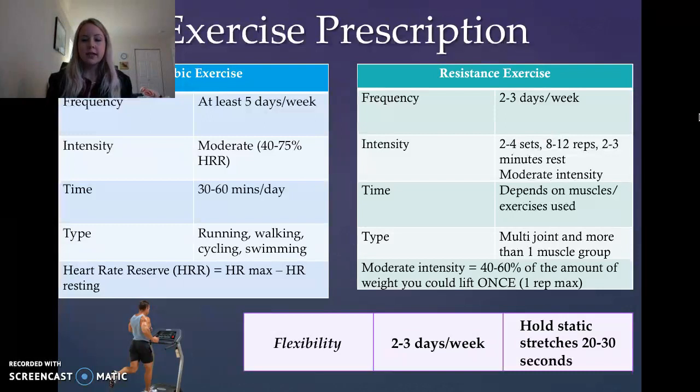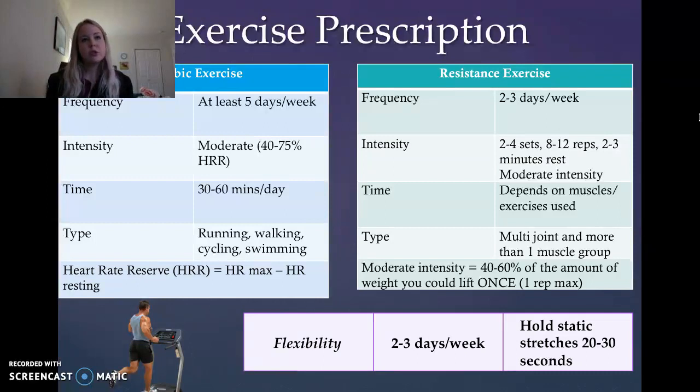For resistance training, the doctor recommends, or the trainer recommends, 2 to 3 days per week. So I describe the intensity as moderate intensity, so each exercise would be 2 to 4 sets, 8 to 12 reps, and then 2 to 3 minutes rest in between sets. So moderate intensity would be 40 to 60% of the amount of weight you could lift once, which is referred to as your 1 rep max.